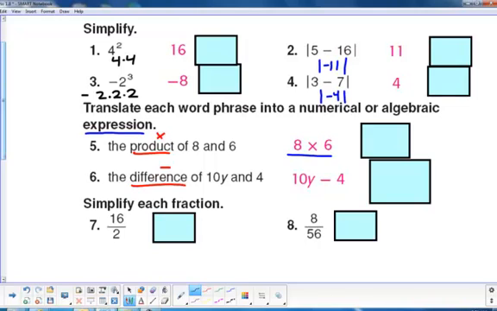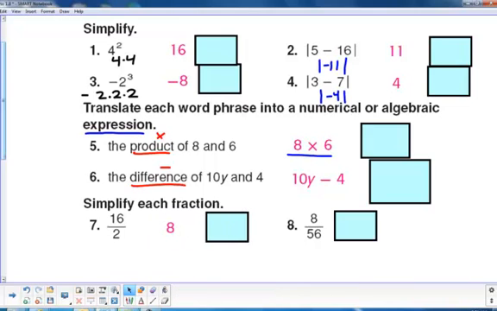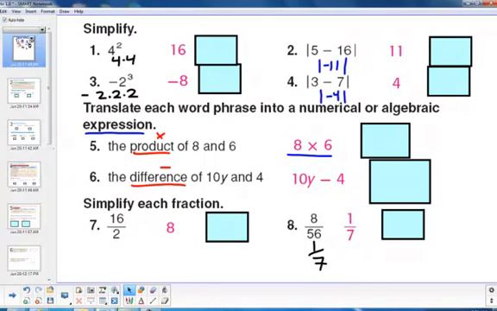Simplifying each fraction, 16 divided by 2 is 8. And 8 over 56, 1 over 7. You're going to reduce the 8 out of each of those. All right, let's get started.